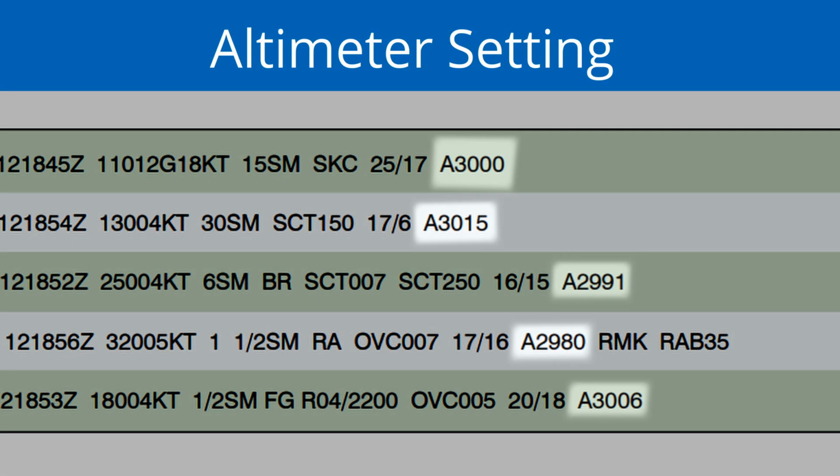The altimeter setting will be last and is shown with a capital A followed by the 4-digit altimeter setting. It leaves out the decimal point, but you can always add it in right in the middle of the 4 digits if you would like. We see A3000 on our example, so we know the altimeter setting is 30.00 inches of mercury.